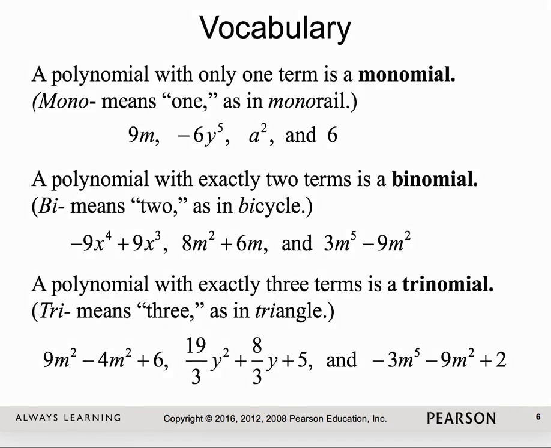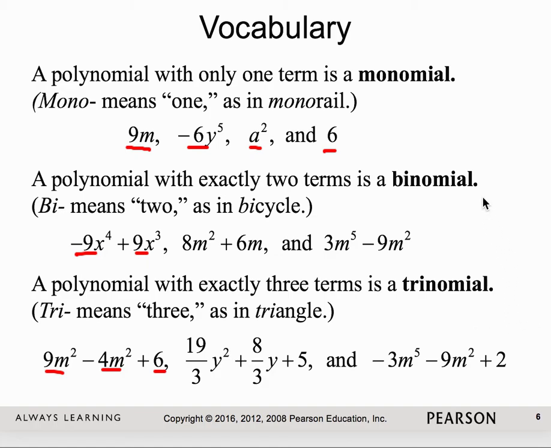Now, we also have particular names for some polynomials. If it has one term, as in these, then it's called a monomial. That prefix mono means 1. If your polynomial has 2 terms, then it's called a binomial, because that prefix bi means 2. If it has 3 terms, it's called a trinomial, because that prefix tri means 3. For polynomials with 4 or more terms, we just call them polynomials, because that prefix poly means many.